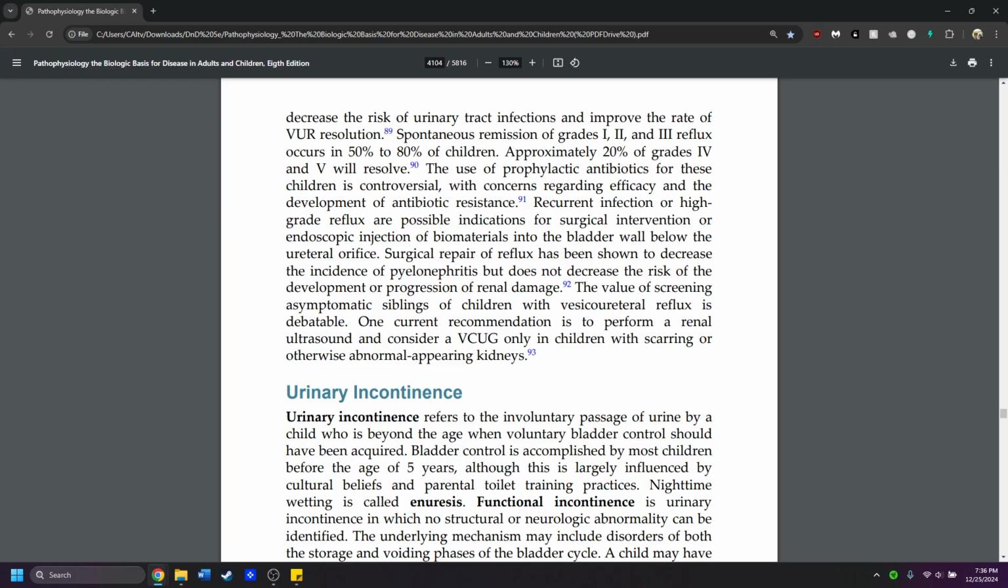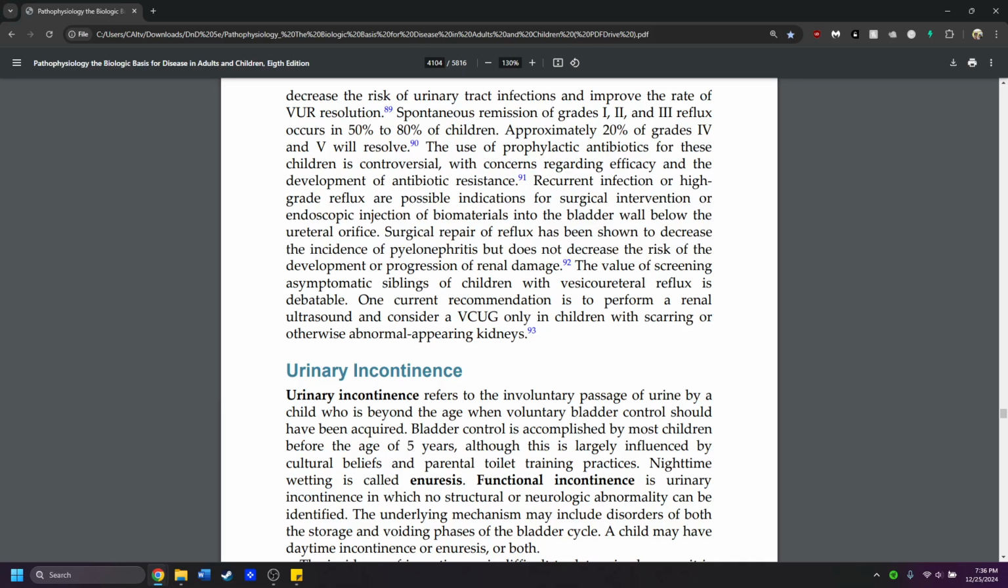Recurrent infection or high-grade reflux are possible indications for surgical intervention or endoscopic injection of biomaterials into the bladder wall below the ureteral orifice. Surgical repair of reflux has been shown to decrease the incidence of pyelonephritis, but does not decrease the risk of developing or progression of renal damage.